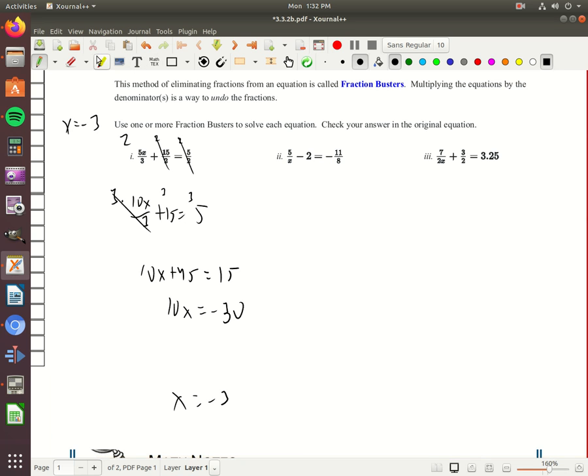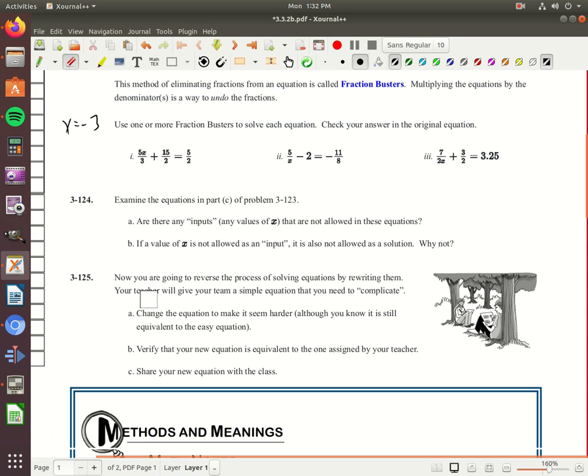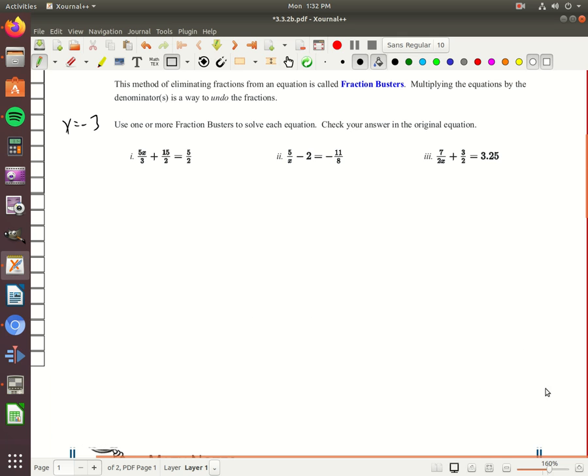Well, let's say that instead we use the common denominator of 6. 3 goes into 6 and 2 goes into 6. So this will cancel, leave me a 2. So I get 10x. This will cancel, leave me a 3. I get 45. This will cancel and leave me a 3. I'll get 15. There's our 10x equals negative 30. By subtracting 45 from each side, divide by 10, x equals negative 3. So you can see it doesn't matter if you do it in 1 or 2 steps.